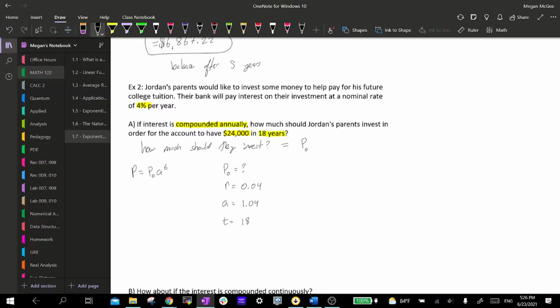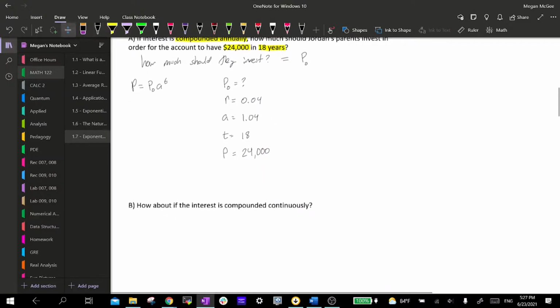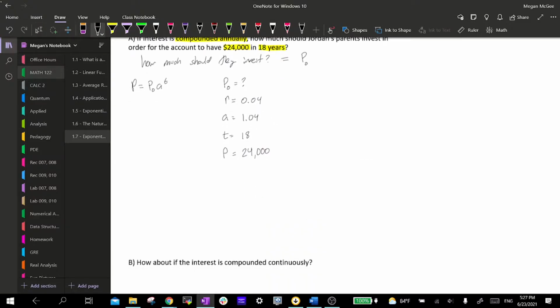What is the last thing? The last thing we need is the amount we're going to have after 18 years. That's going to be our $24,000. All right, so now that we have all of our variables listed here, we can go ahead and plug them into our equation. Give me a little bit more space here. Okay, so P is 24,000. P naught is what we don't know yet. A is 1.04, and T is 18.